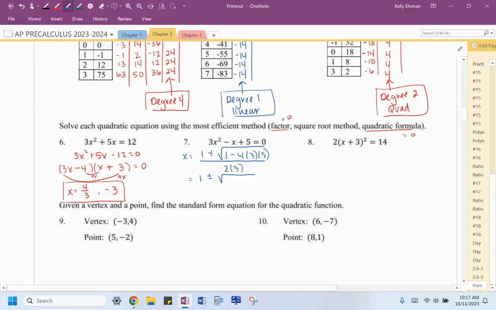The square root is 1 minus negative 4 times 3 is negative 12, times 5 is negative 60. So 1 minus 60 is negative 59, all over 6. And the only thing to simplify that is 1 plus or minus i radical 59, all over 6.